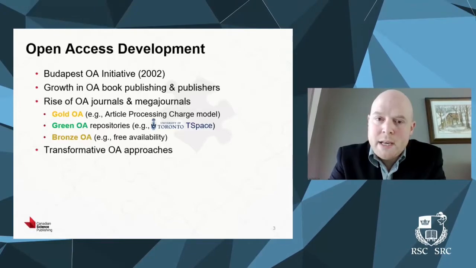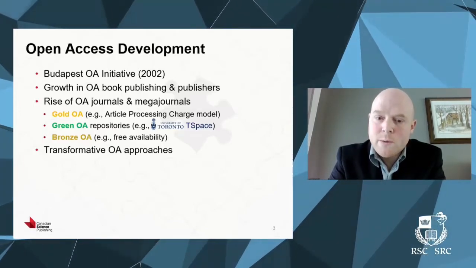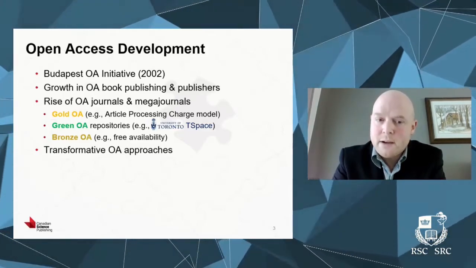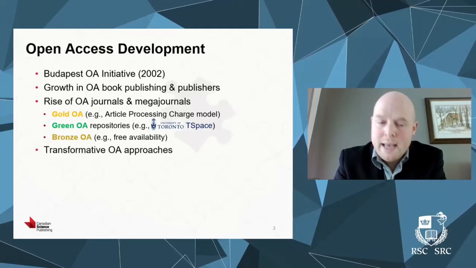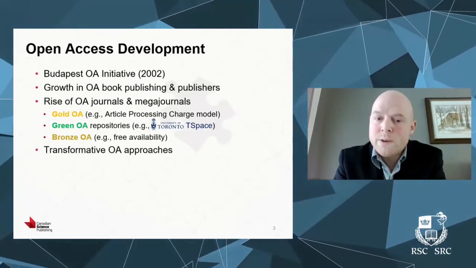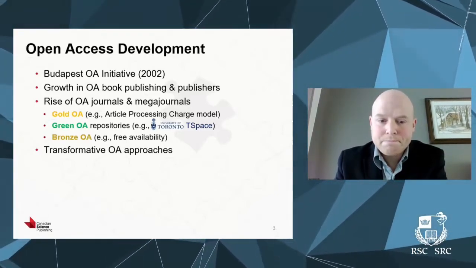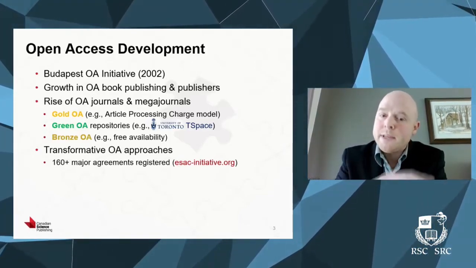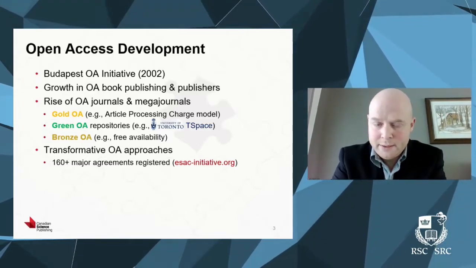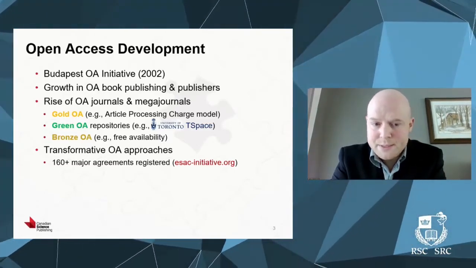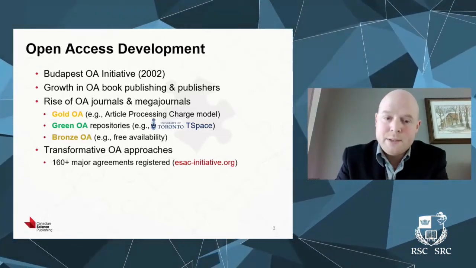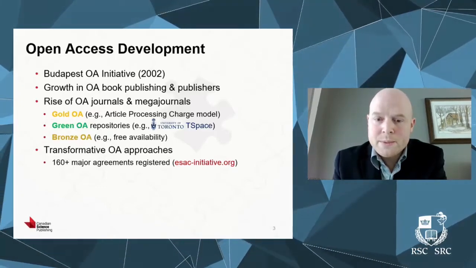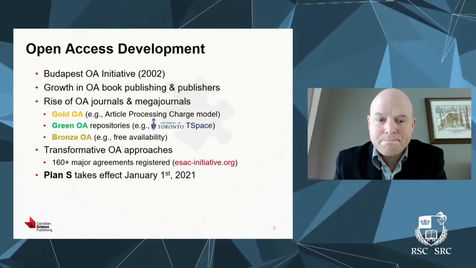In recent years, there's also been a bit of a shift in thinking about transformative open access options. So that's the idea of taking subscription-based content or journals that were previously subscription-based and developing new models to transform them over time to be fully open access. So now there's been over 160 major agreements that have been registered. Some of those are in pilot phases and they're relatively early in their incarnations, but we've seen a number of different publishers and institutions that have tried to reach new agreements to explore different types of transformative open access models. And we'll hear a little bit more about those later on as the panelists share their thoughts.